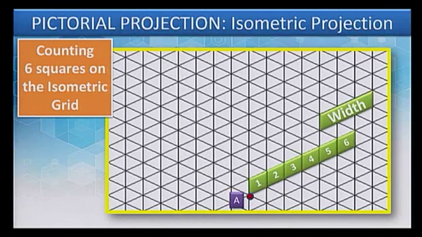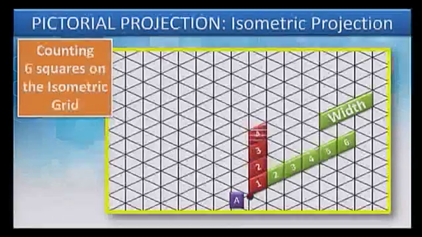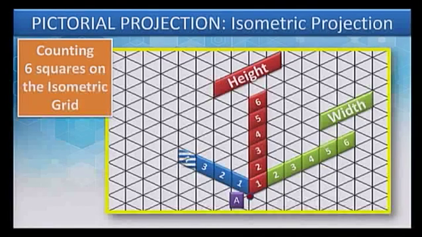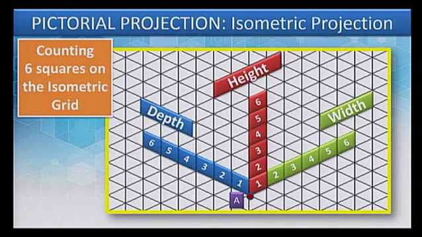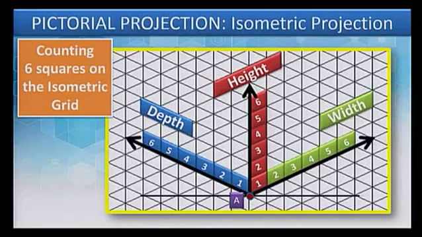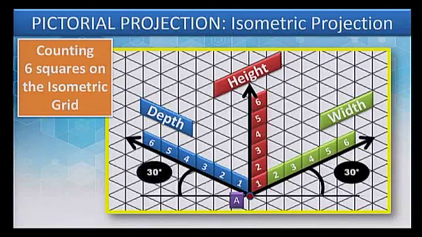We return now to point A and count 6 squares vertically upwards. This is the height. And we repeat the same process on the inclined line on the left for the depth. Quite easy, isn't it? We have 3 axes showing the width, the height, and the depth. Usually, we can draw a horizontal faint line to show that the inclined lines are drawn at 30 degrees to the horizontal in isometric projection.